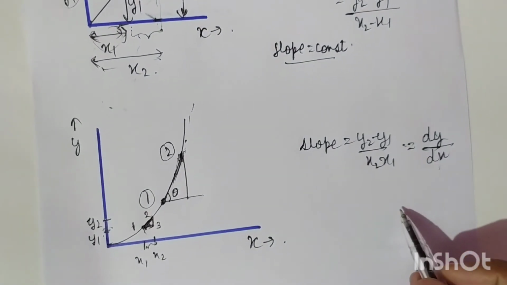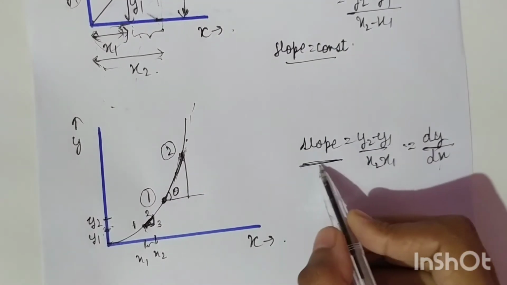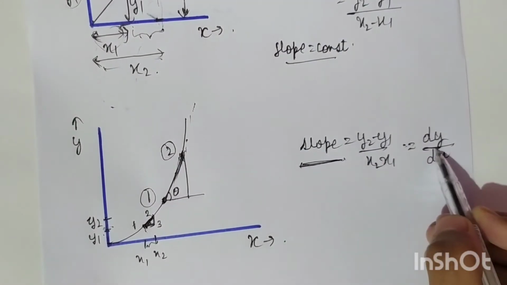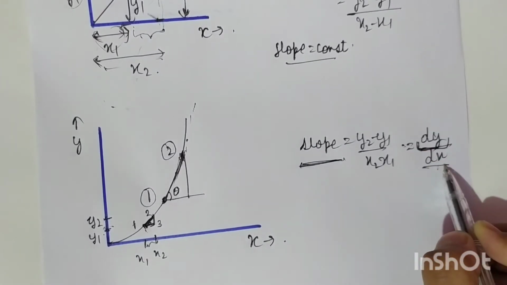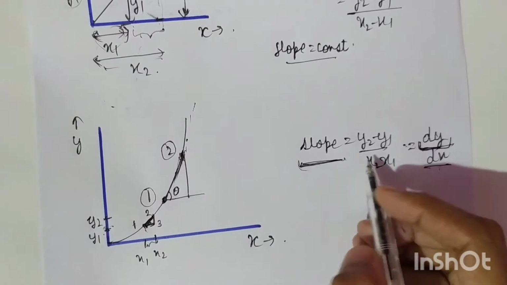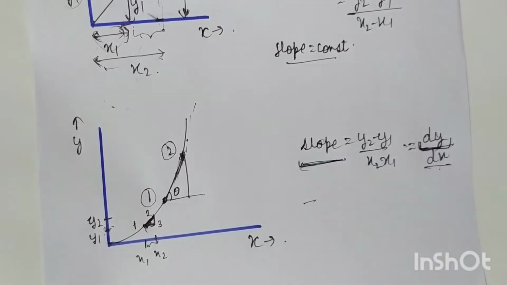And what else can we say? What is the slope? How do we define slope? Now we define slope as the change in y-axis with respect to x. Okay, this is how we are defining slope. So up till now the concept of slope is very clear.